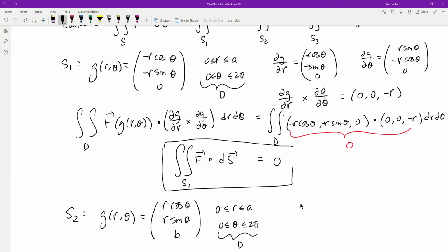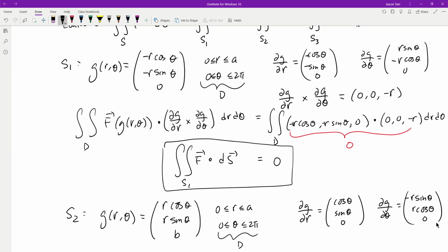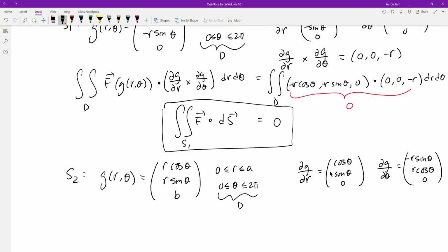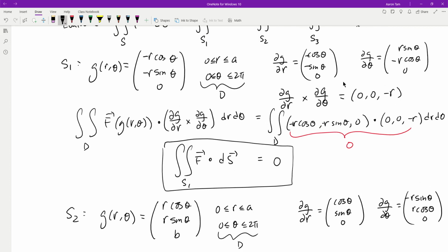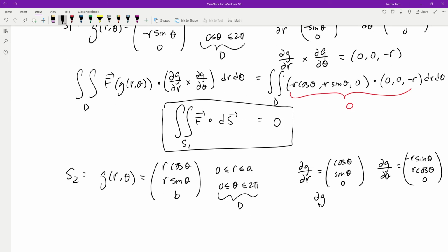Notice that this actually works out very similar to the partial derivative. It's actually exactly the same, except the negation is in a different spot. Because it's not negative r cosine theta, it's negative r sine theta. So it's basically the negation of the partial derivative we had before. And so the cross product in this case comes out to be 0, 0, positive r.